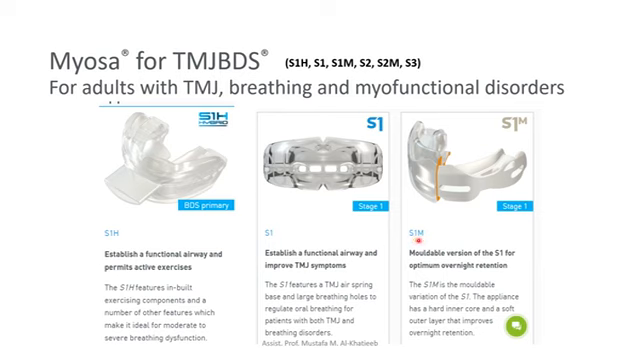while the S1M, from M means moldable. It is a moldable version of S1 for optimal overnight retention, has a harder inner core, and soft outer layer that improves overnight retention.